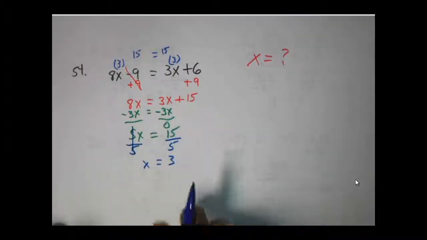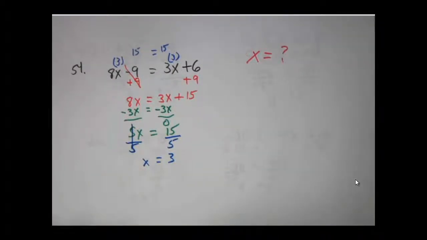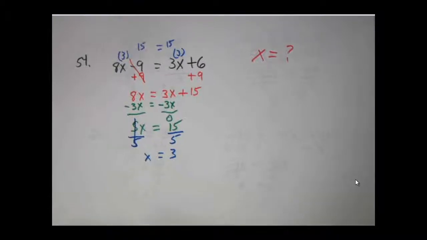So you may see some of those with variables on both sides. They're not any harder particularly, they're just one more step.